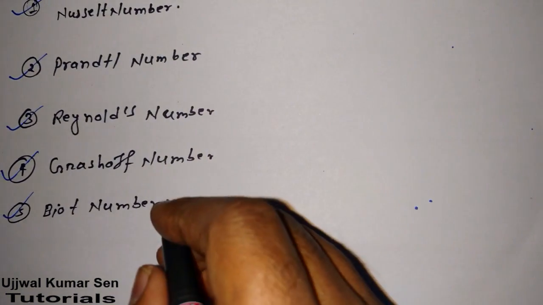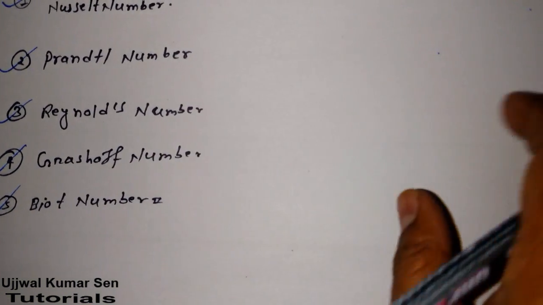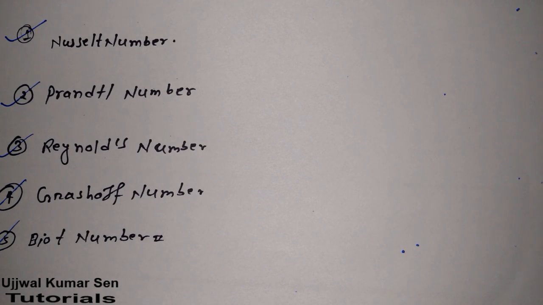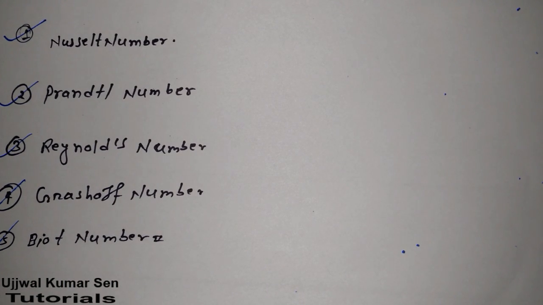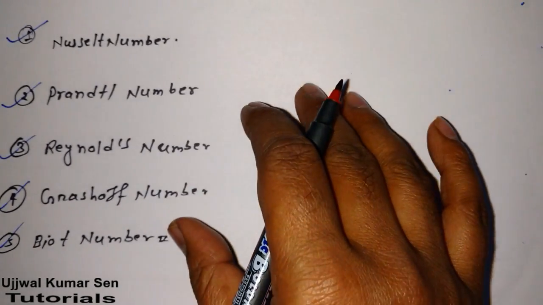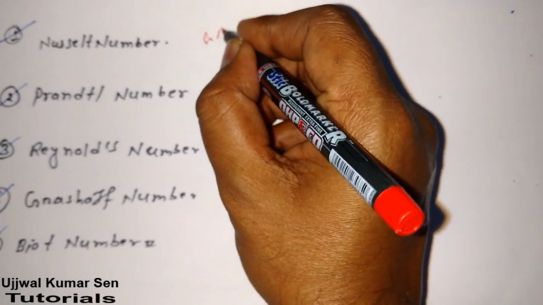Alright, my dear. So in this video tutorial we'll learn about Nusselt number, Prandtl number, Reynolds number, Grashof number, and Biot number. All these numbers are most important, as you know that. That's why I'm sharing with you. And if you learn these numbers, then these numbers are most important for competitive examination.